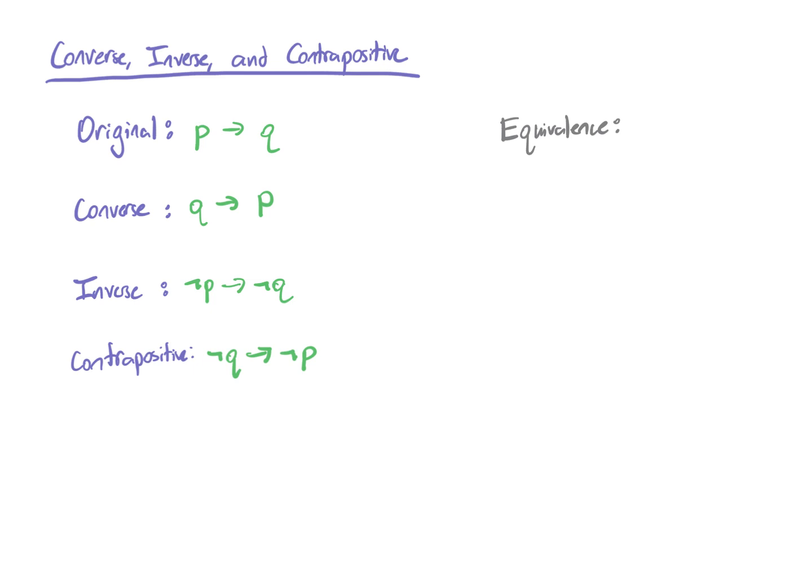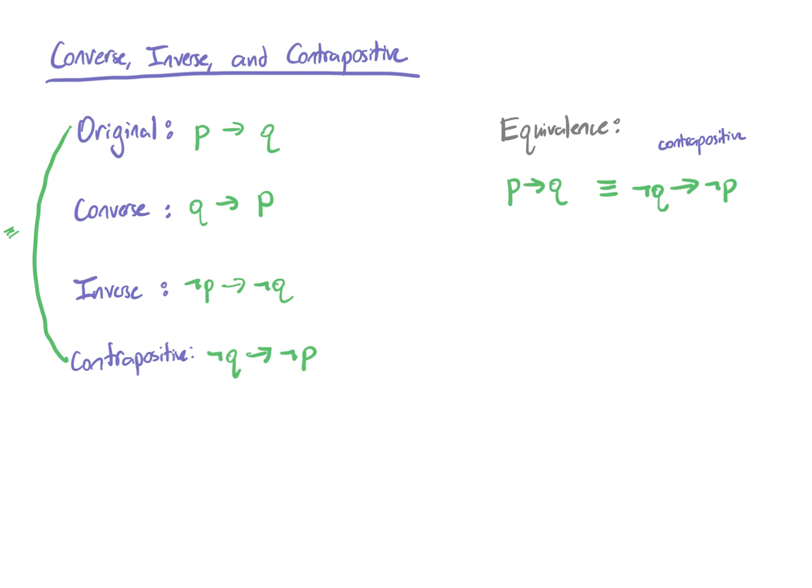Not all of these are logically equivalent to each other. In particular, and you can show this using truth tables, P implies Q is logically equivalent to not Q implies not P. And this is the contrapositive. So the original is logically equivalent to the contrapositive.